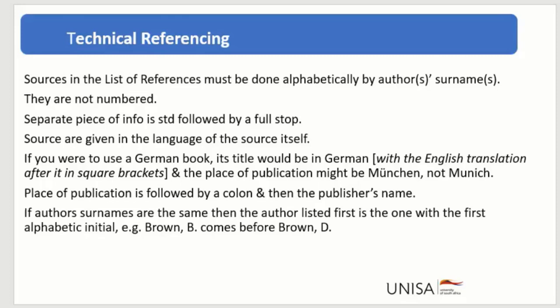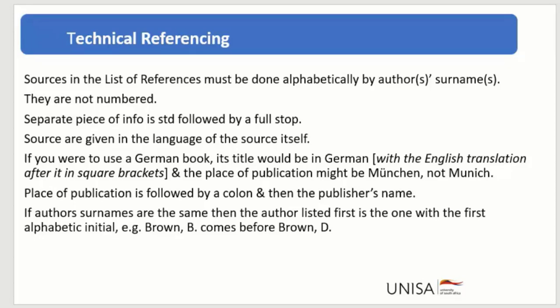So they are not numbered. So you don't write number one, so and so, number two. List of references are not numbered. We don't number them. And then each separate piece of information is followed by a full stop. So at the end, when you put the title of the book and everything else, you can put a full stop. And sources are given in the language of the source itself.